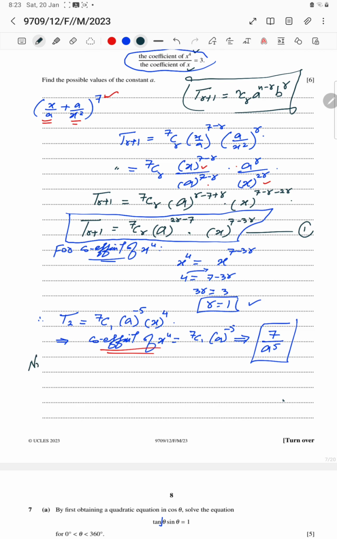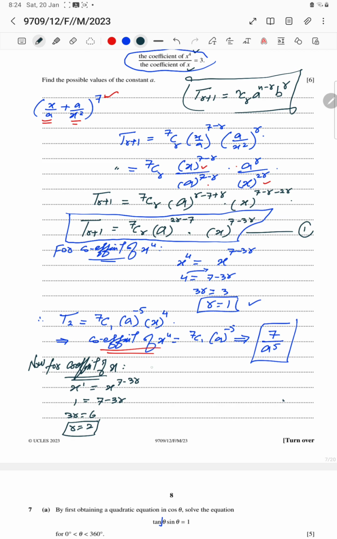Now, for the coefficient of x, same, we will do x power 1 equal to x power 7 minus 3r, because here in equation 1, x power 7 minus 3r will equal this x power 1. So by comparing the powers, we get 1 is equal to 7 minus 3r. 3r becomes 6, so r becomes 2.